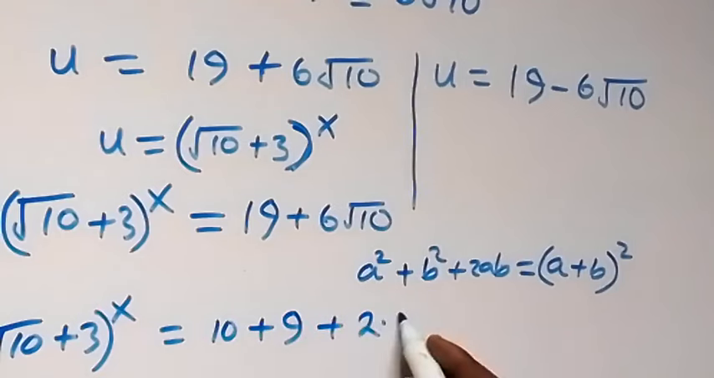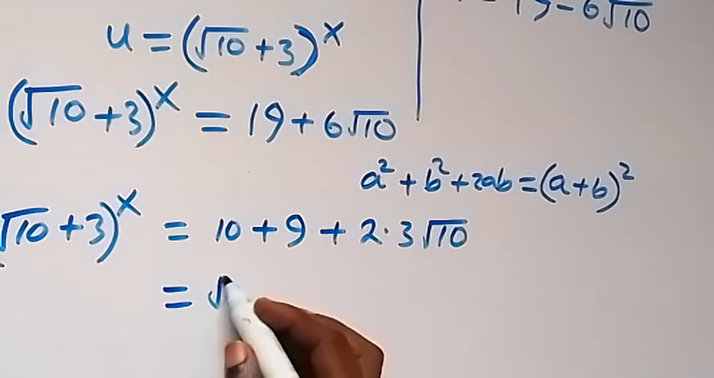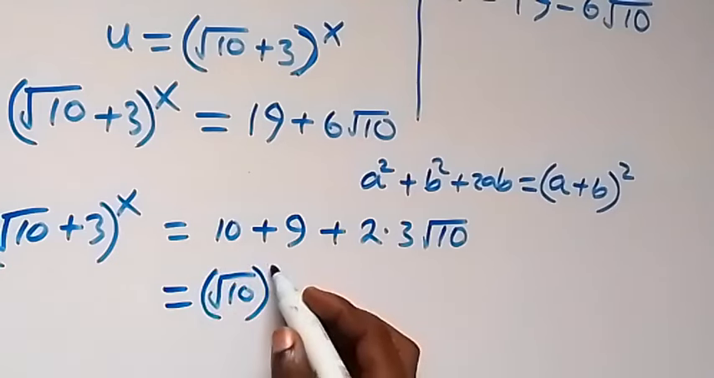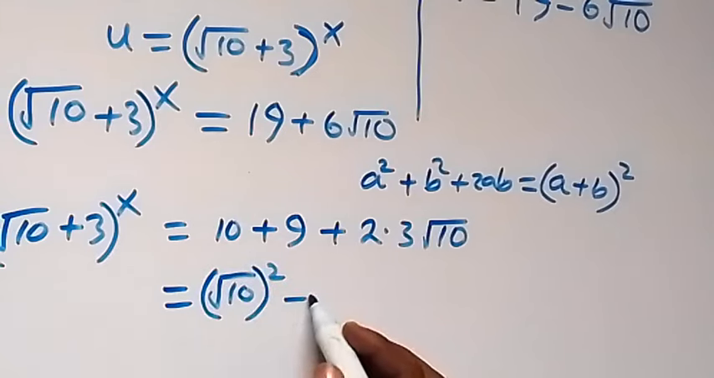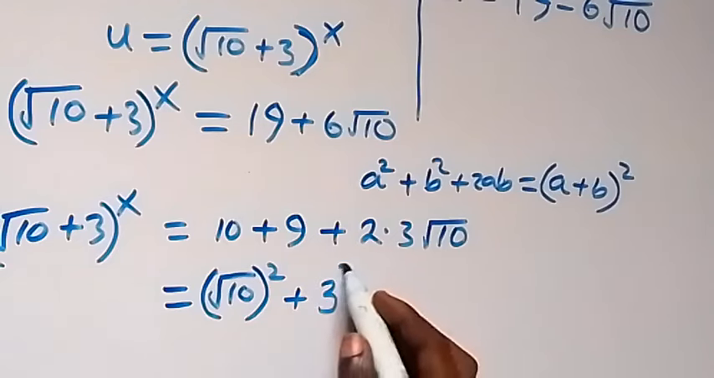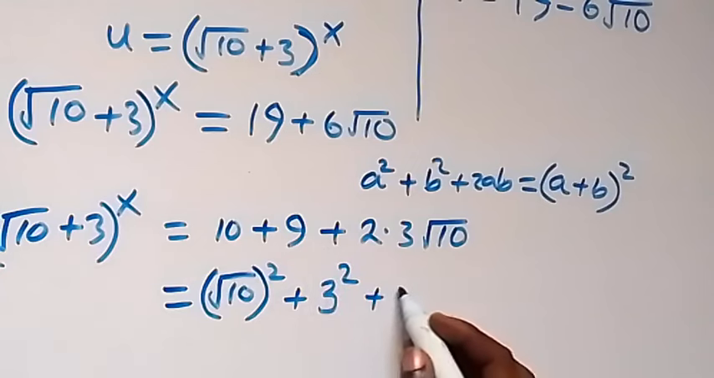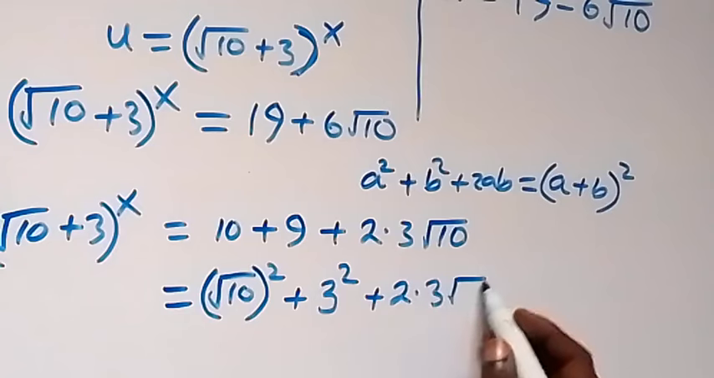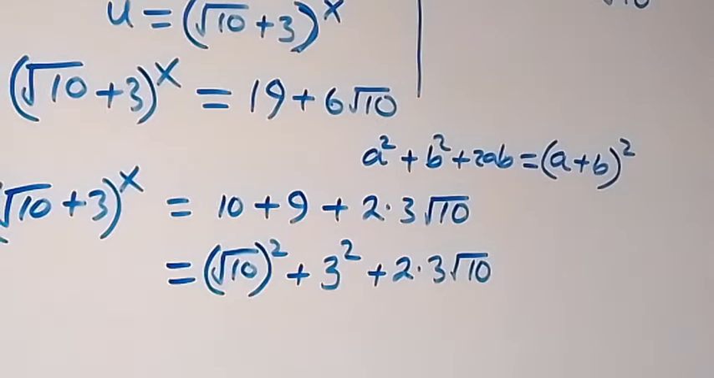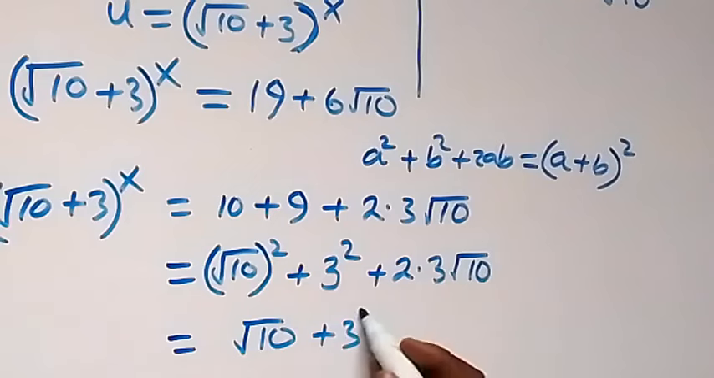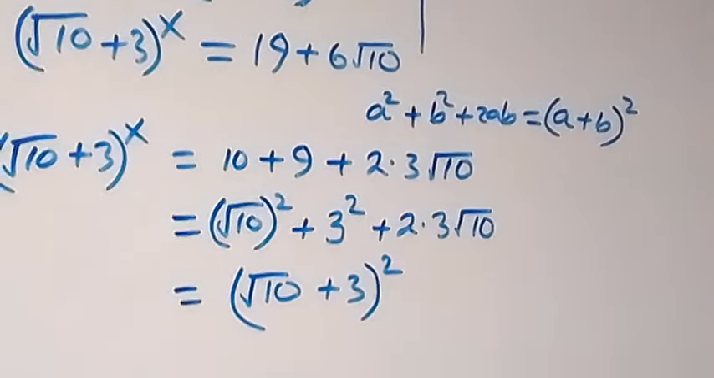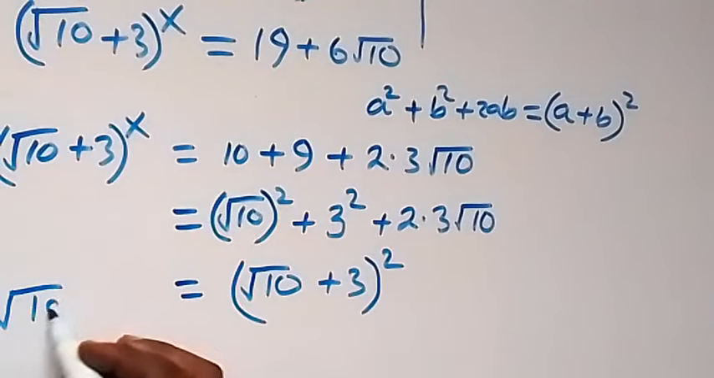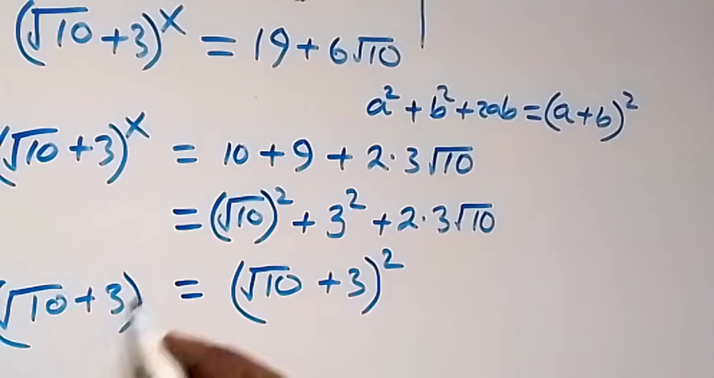Here, 10 can be written as root 10 square. As this square cancels this square, we still have 10. Then plus, 9 can be written as 3 square, which is 3 times 3, which is 9. Then plus 2 times 3 times root 10. In this form, a is root 10 and b is 3. So this can be written as root 10 plus 3, then all square, which equals what we have here, root 10 plus 3 all raised to power x.